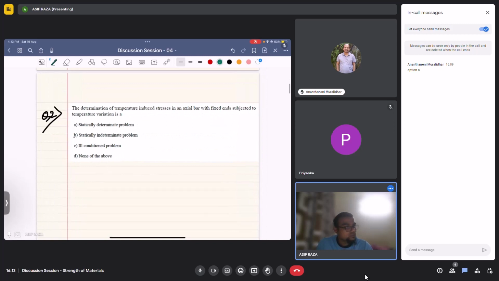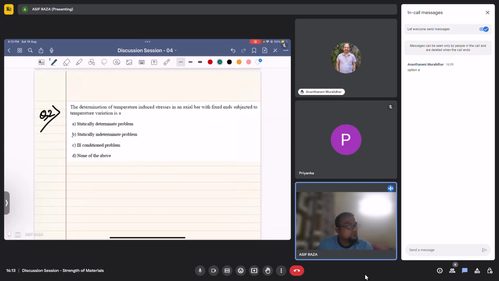Question number 2 for today's session is the determination of temperature induced stresses in an axial bar with fixed end subjected to temperature variation is. Options: A, statically determinate problem; B, statically indeterminate problem; C, ill conditioned problem; and D, none of the above. So the question says we are given a bar restrained on both sides, and we increase the temperature, suppose delta T. So would this problem be statically determinate, indeterminate, or ill conditioned, or none of the above?